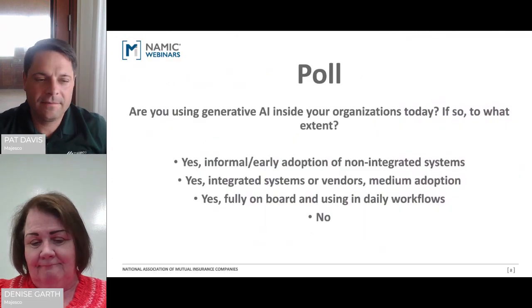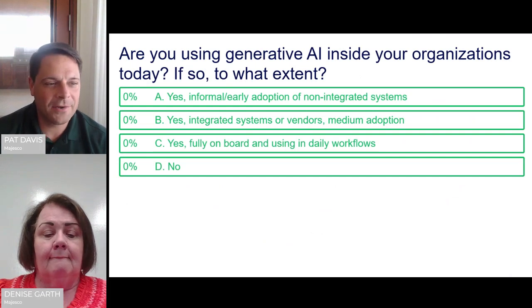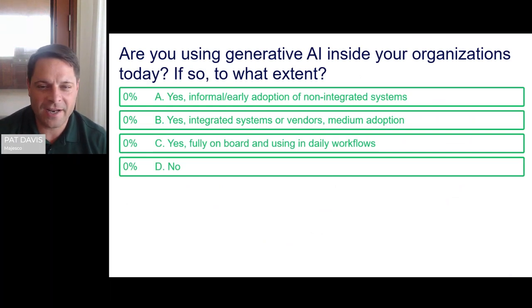So with that, we're going to do a quick poll. It's: are you using generative AI inside your organizations today? If so, to what extent? The first one is yes, informal or early adoption of non-integrated systems. So that would be using something like a ChatGPT or some third-party tool that's not integrated with your core platform.